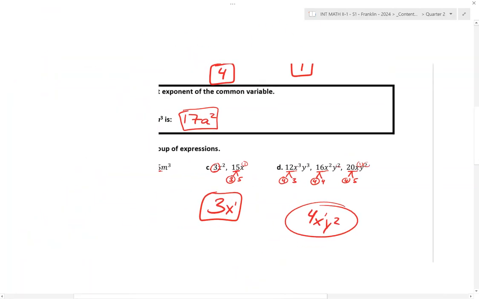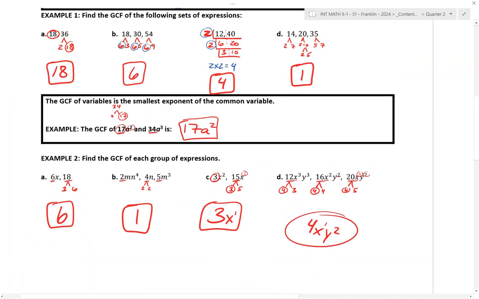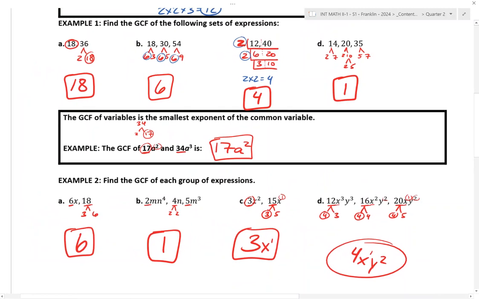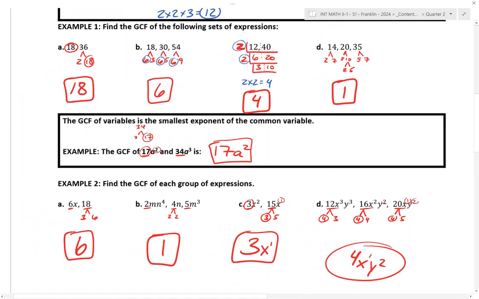So that's how the GCF works. If you have variables, if they all have the same variable, you can use it in your GCF and then choose the smallest exponent that's present across all your terms.